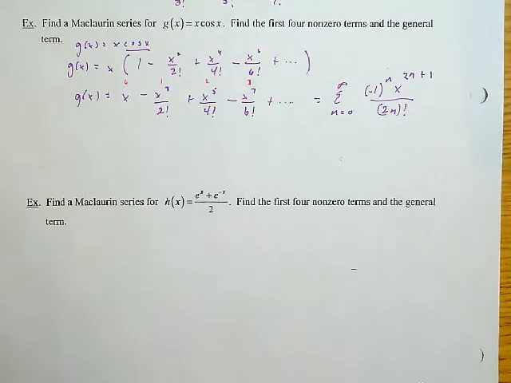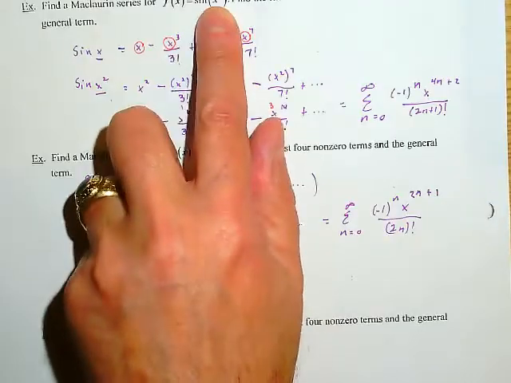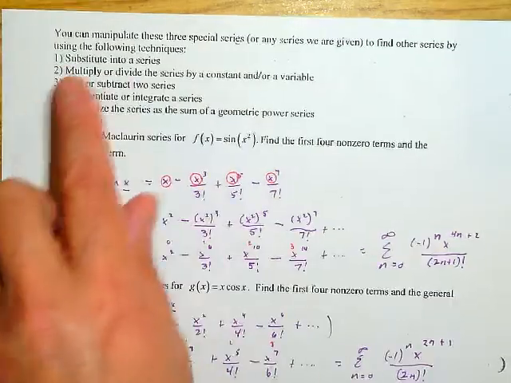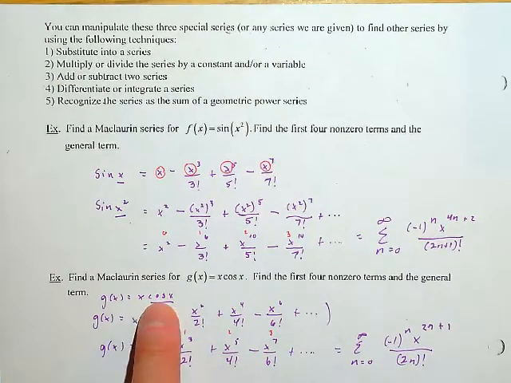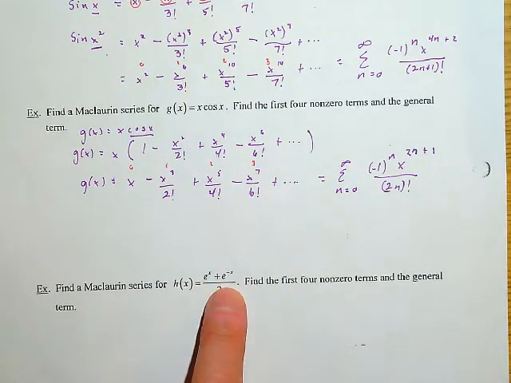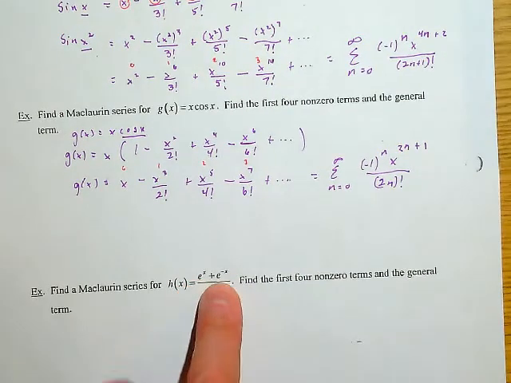Last one. So we did an example where we substituted x squared. This was case number 1 up here. Substituted x squared in for x. We did another one where we multiplied or divided. We multiplied by x, a variable, times an existing one that we've got memorized, cosine x. Now we're going to maybe combine. Actually, we need to build up what e to the negative x looks like, right? So I'm going to add e to the x, which I already know.